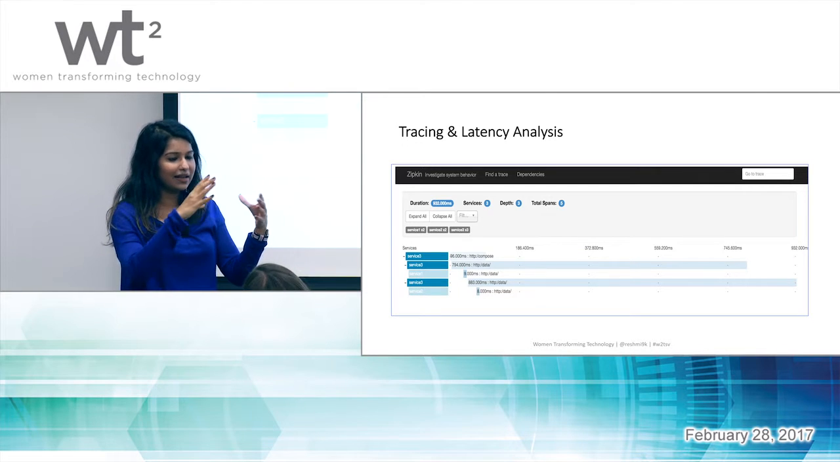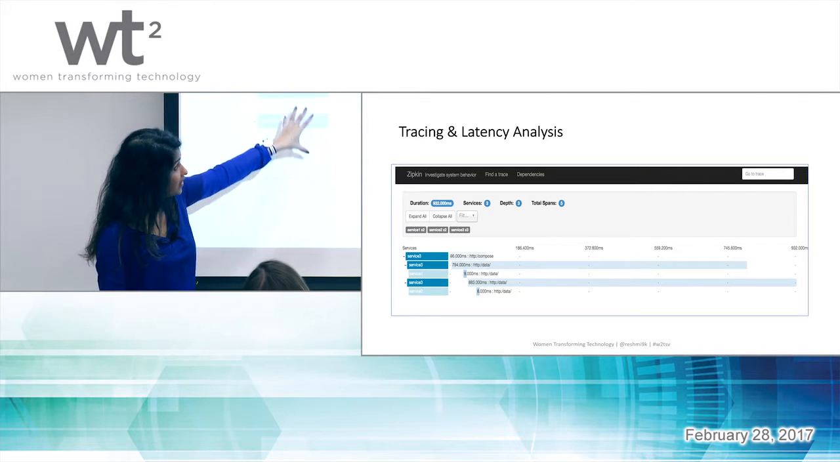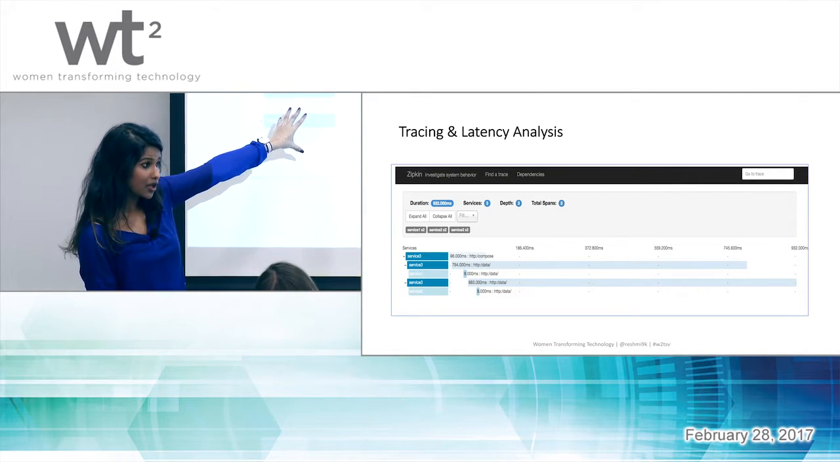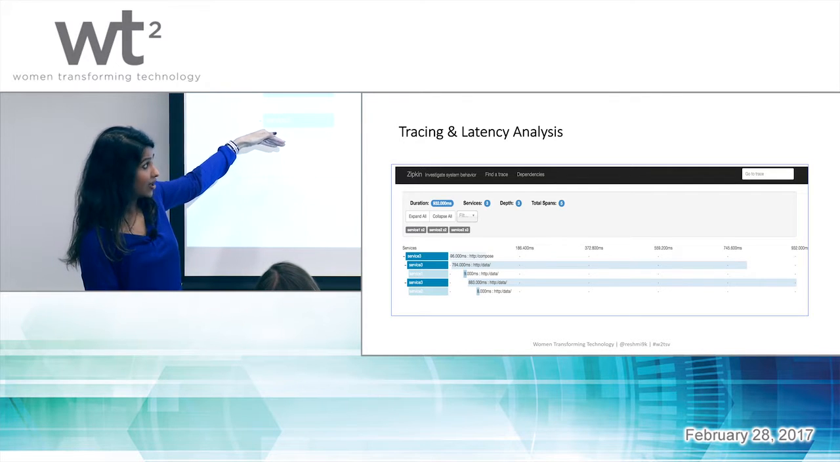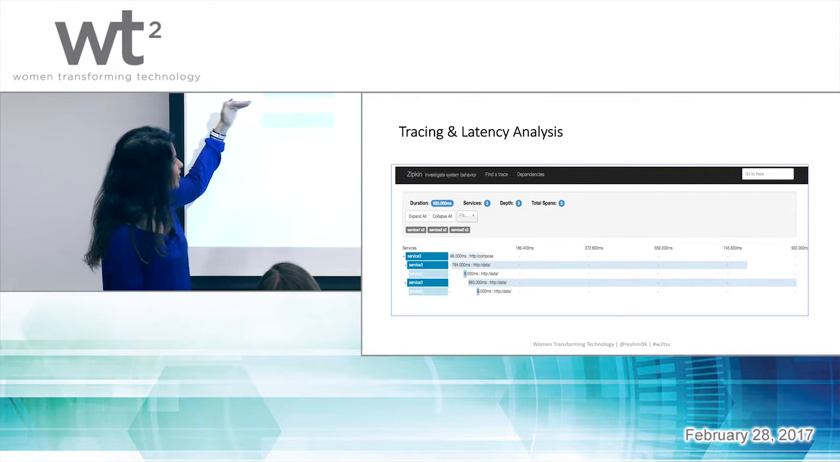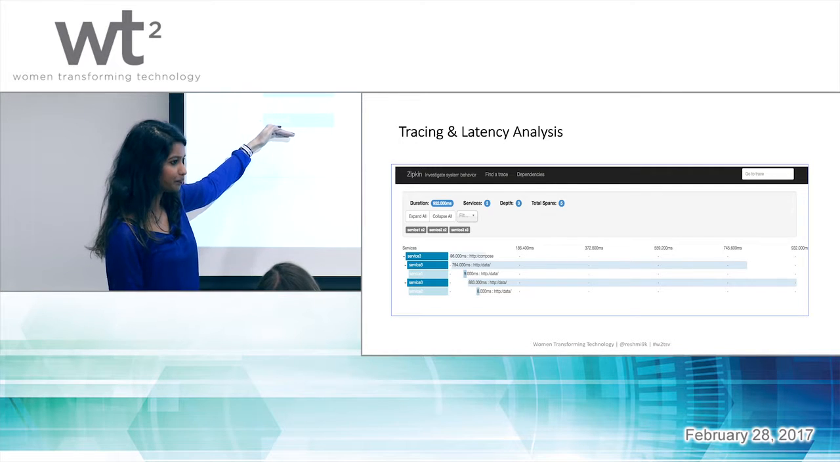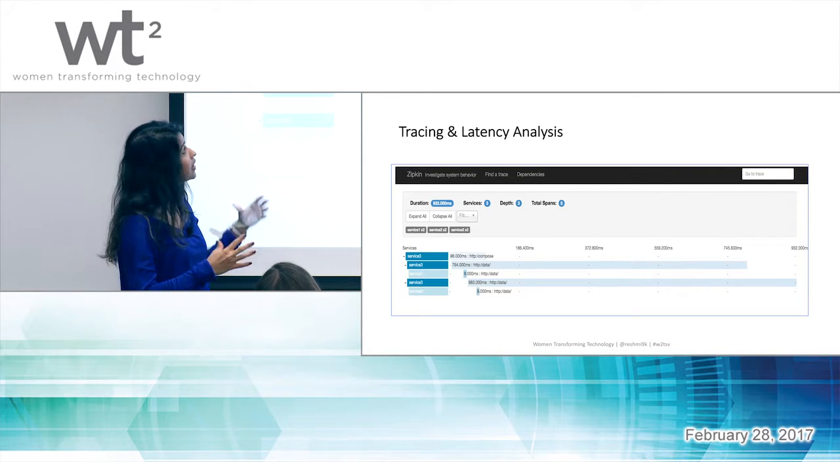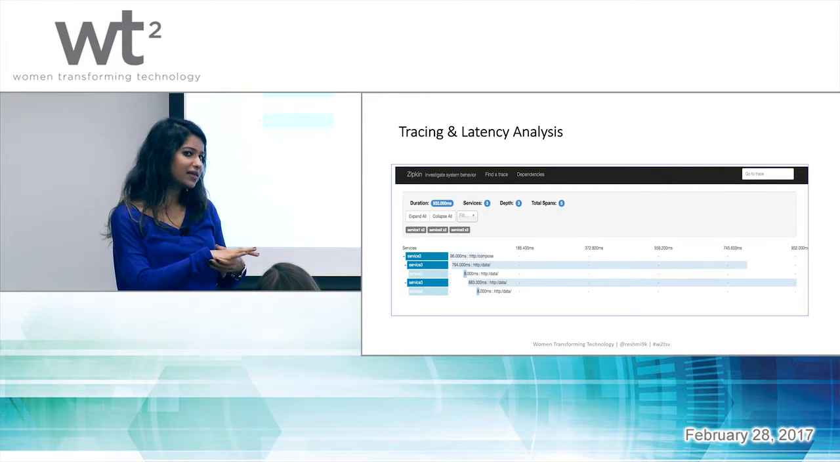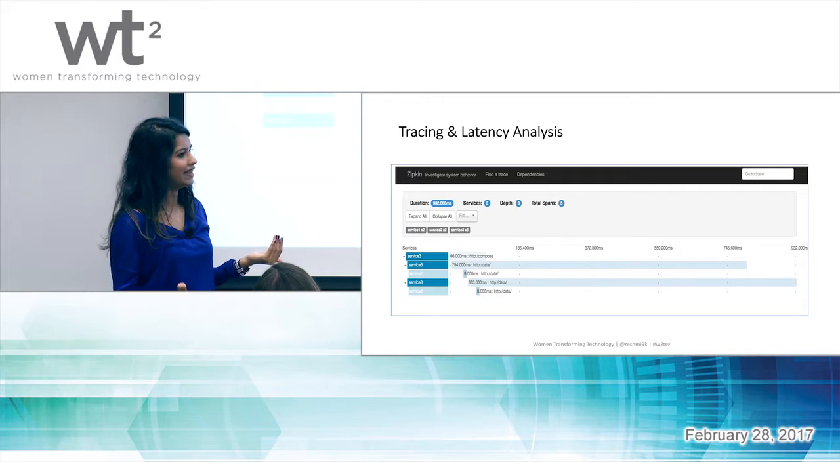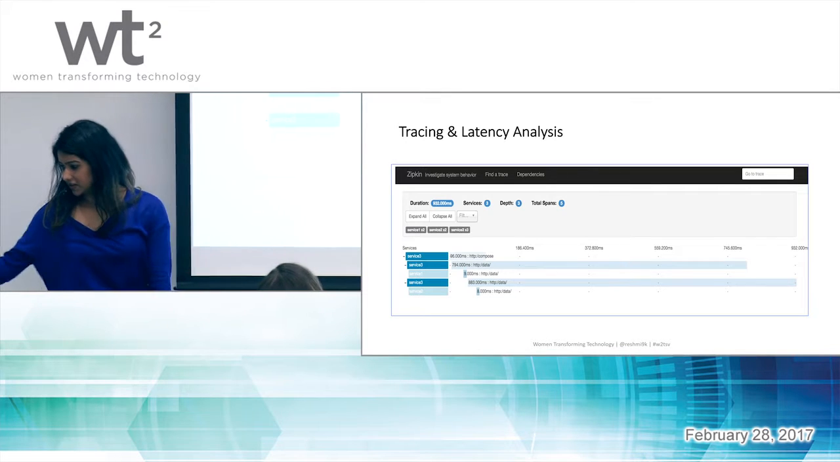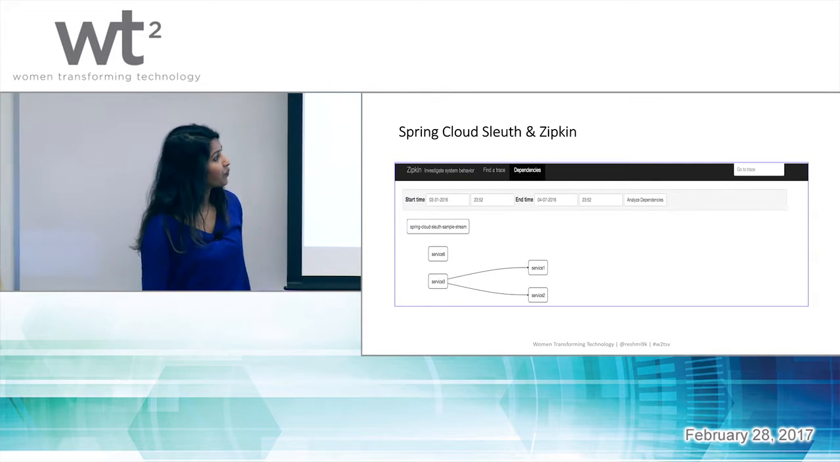So a trace is something like, you can think of it like a tree of the entire request, how many microservices it touched, and a span is just one particular microservice. And as a result of this, with the help of traces and spans, I can now calculate my entire latency.